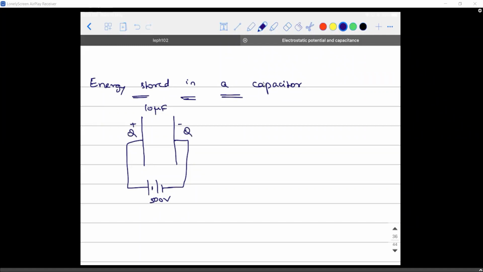Now I have an important question. The charge on these plates, is it going to be an instantaneous process, or is it going to have a growth phase? Let's say the maximum charge the capacitor can hold is 5 into 10 power minus 3 coulomb, like the previous case. Is the total charge on the capacitor going to be 5 into 10 power minus 3 coulomb instantaneously, or will it take some time to reach this value?